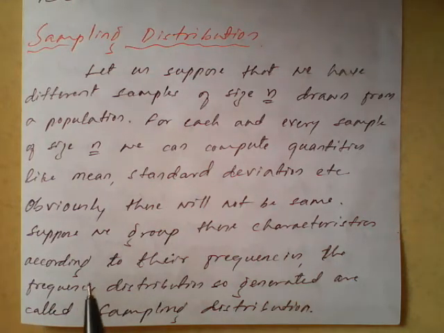Means for the given population, we'll choose samples. These samples that we choose may have different means and standard deviations. So these means and standard deviations will not be the same. Then we'll make a group of these according to their frequencies, and what we make by grouping according to their frequencies is called a sampling distribution.